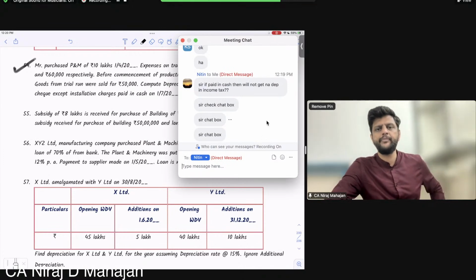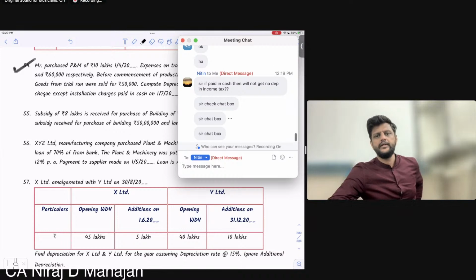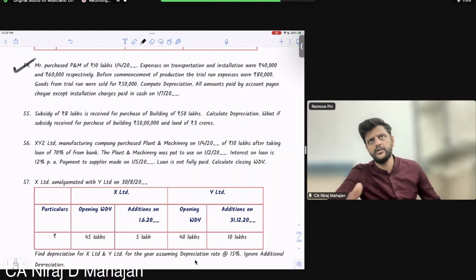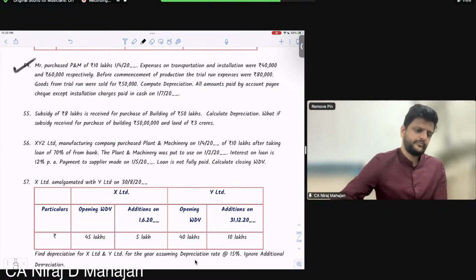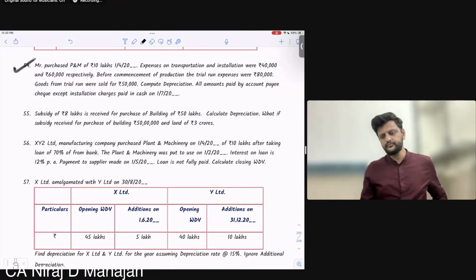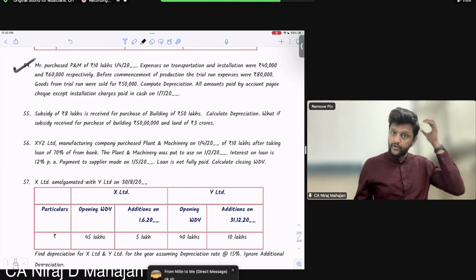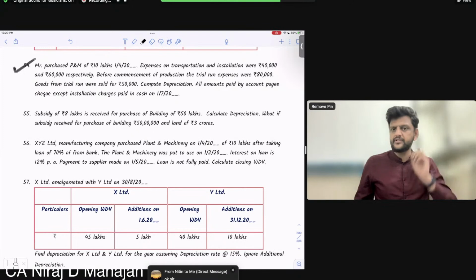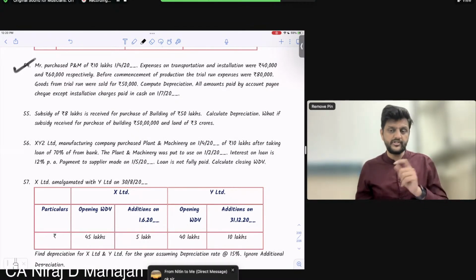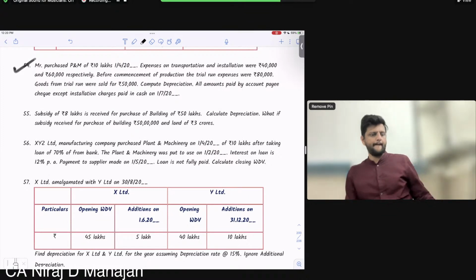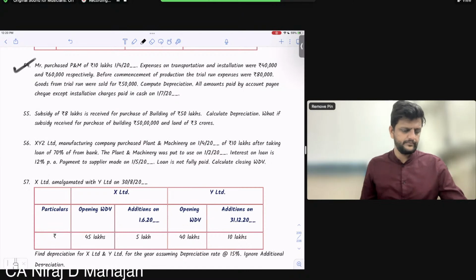No. If paid in cash more than 10,000, it is not to be added in the cost of the asset. So ultimately you are losing the depreciation. Just now I gave you the example of a laptop you purchase for 40,000 cash. For income tax there is no laptop of 40,000, so no depreciation, because the cost of the asset will be taken as 0. The asset is there, but cost will be taken as 0. Fine.